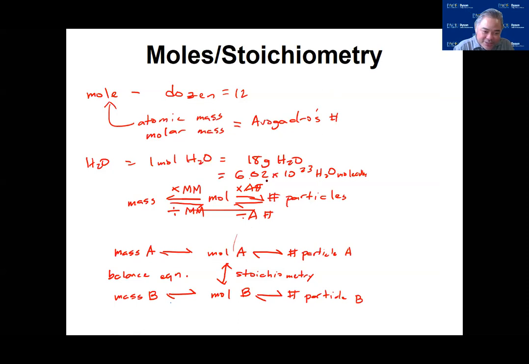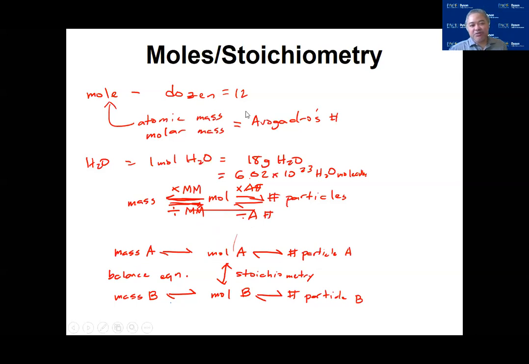I can describe the amount in mass, moles, or number of particles, depending on what is given. If I'm given the mass and I want to determine the moles, from mass to moles, that's divided by the molar mass. This arrow going there is from moles to mass, and this arrow going here is mass to moles.